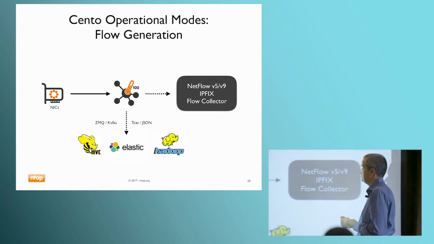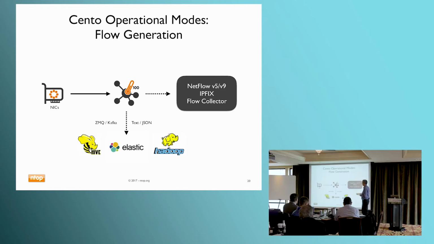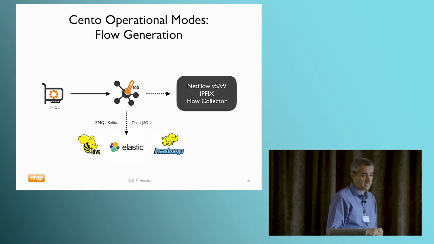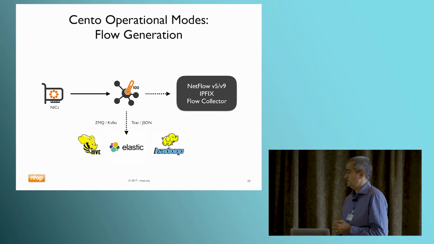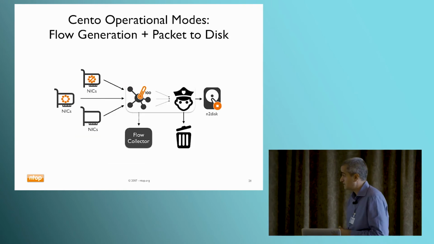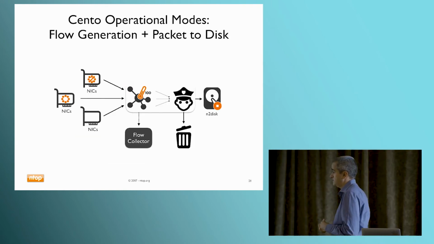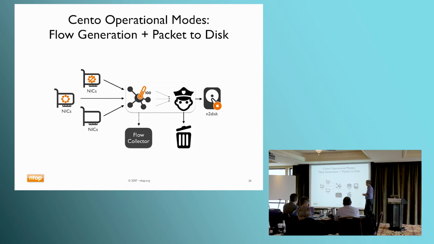This is the use case of traffic monitoring. So you take Cento, you take the NIC, and then you can generate the traffic and send either flows out to a collector or send them in text or JSON format to those types of systems. We support 0MQ and Kafka, so you can publish this data to a big data system and import them on those systems. There's another mode that allows you to use it inline, okay?